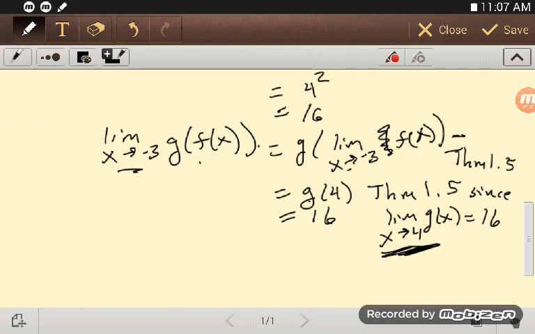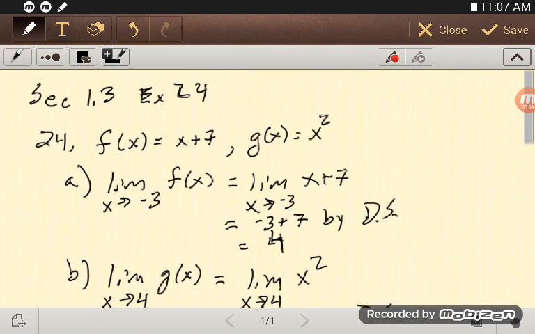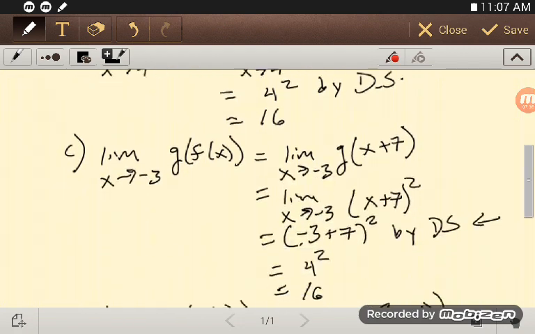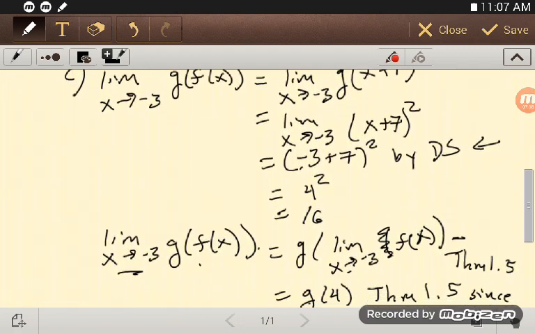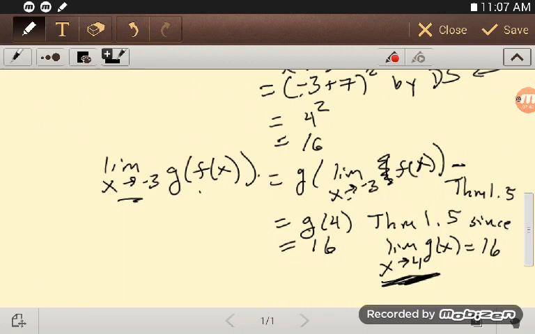Okay, so that was section 1.3, number 24. All right.